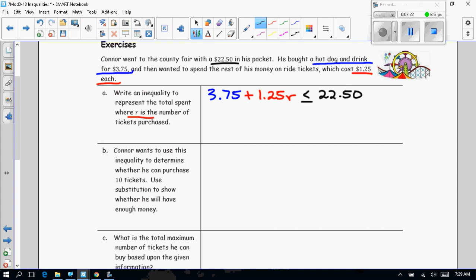So that's how we figured that one out, right? And you're like, well, how do you know it was less than or equal to? He can't spend more than $22.50. It's got to be that or less. He can spend less and pocket the change, right? He asks his parents for money and he pockets the rest. I know you guys do that.